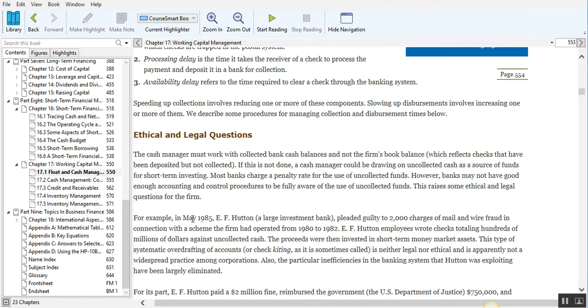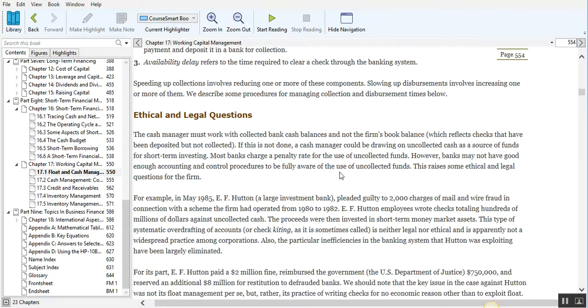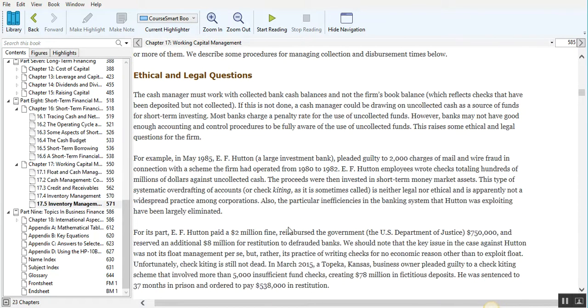The ethical and legal questions I briefly touched on earlier, but ethically, is it ethical to play the float and actually do that kind of thing? There was a case in the 80s with E.F. Hutton, who pled guilty to mail and wire fraud in a scheme where they wrote checks against uncollected cash. What they did is they then turned that cash around and invested it in short-term money market assets. That was a systematic overdrafting, and it was intentional, and it's basically a fraud. It's called kiting, check kiting. It's not legal. It's not ethical.